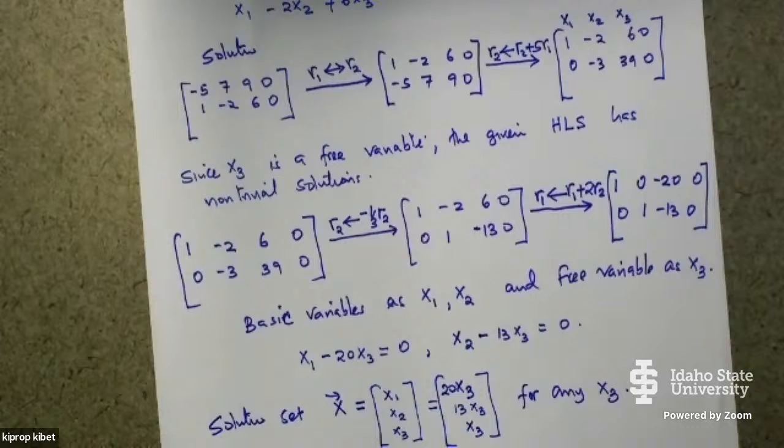Should we put 0? We say for any x3, right? So the solution can also be 0, 0, 0. Or we can put 1, so 1, 1, 1 there. So the solution x1 will be 20, and 1.